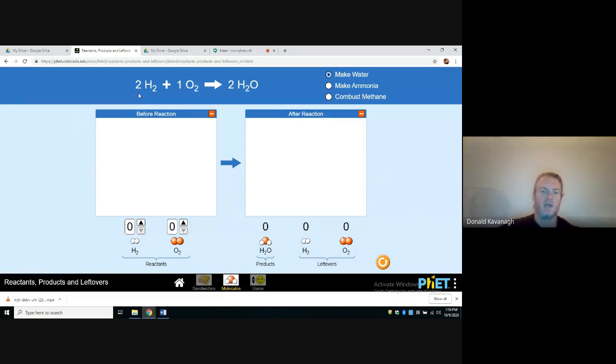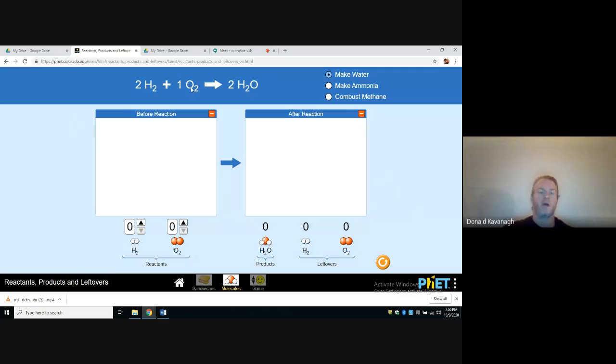This is a combination of hydrogen, oxygen gas to produce water, and we already have the balanced chemical reaction up here. And talking about what is an excess and what is a limiting reactant with respect to reality.